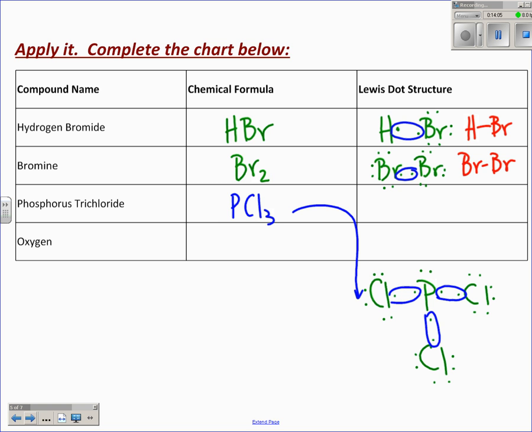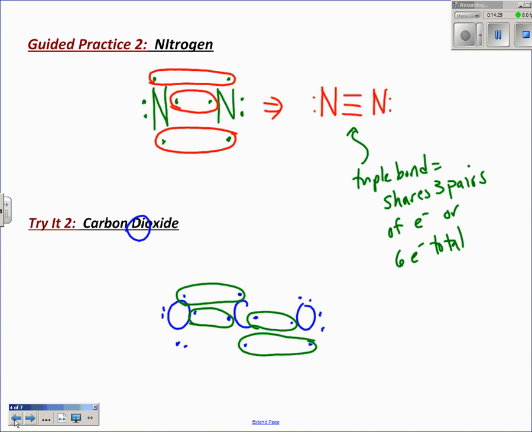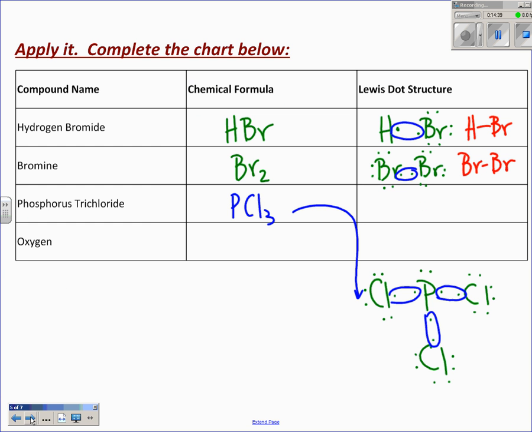Now, here's the tricky part. This molecule consists of 3 separate single bonds. Do you see the difference between single bonds? There is 1 single bond between the atom of phosphorus and chlorine. Whereas nitrogen over here on the other page, let's go back, nitrogen has a triple bond because there are 3 bonds between 2 atoms. Be very careful. These are all single bonds. They are not multiple bonds.